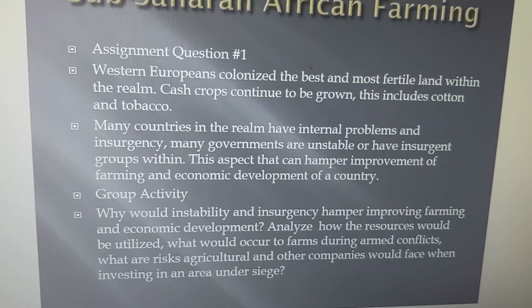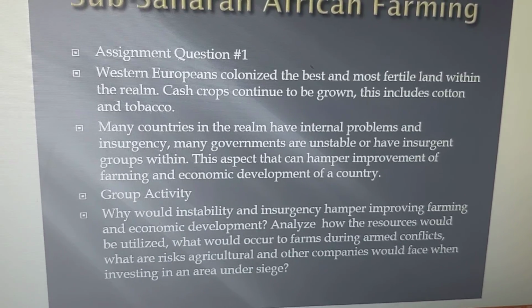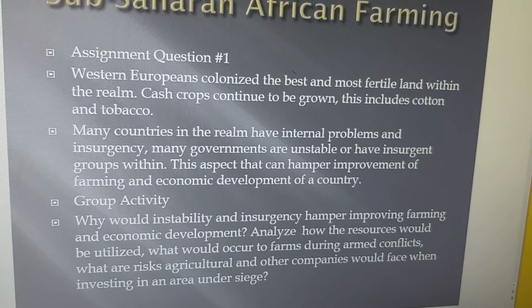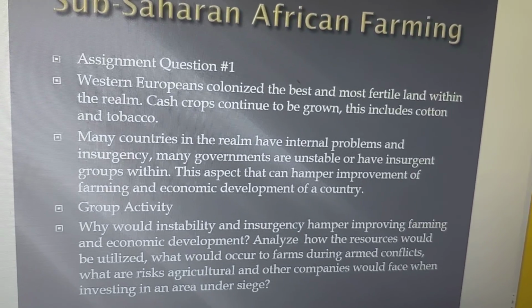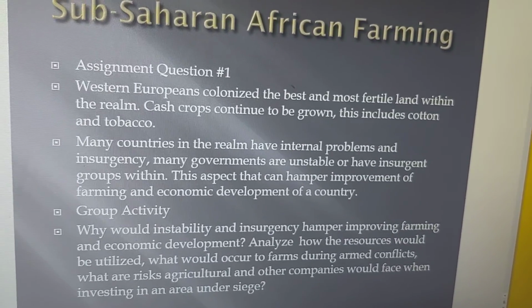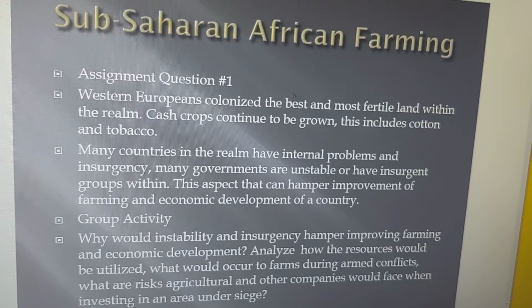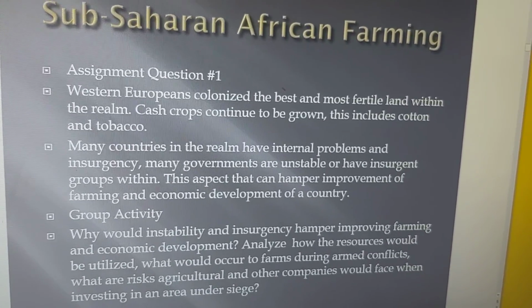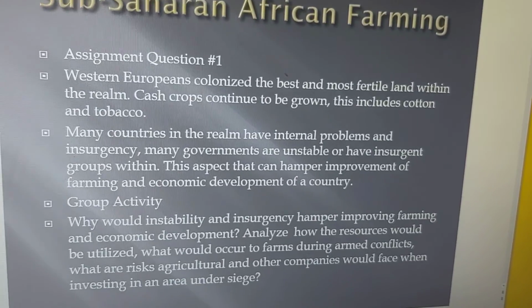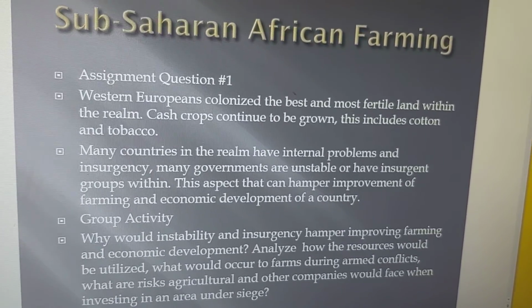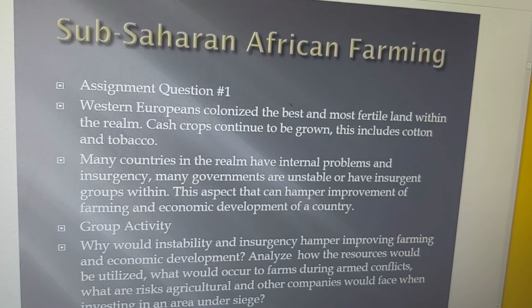With this though, again, this goes back to what we call tribalism, meaning you're more loyal to your tribe than, say, the country as a whole. There are problems with insurgency. A lot of governments are unstable in sub-Saharan Africa, even in more developed countries like South Africa and Nigeria. Okay, it has hampered economic development and farming. So again, even the wealthier countries are having the same problems.